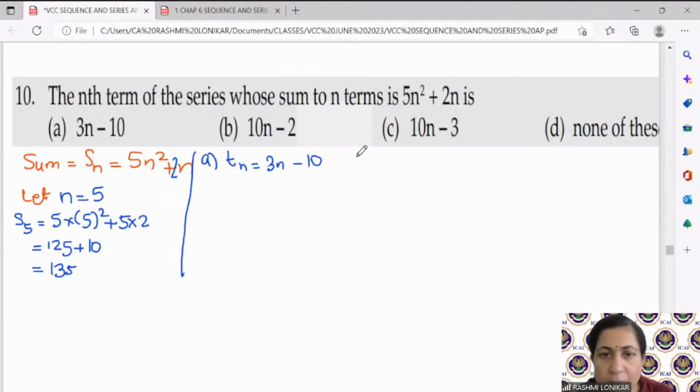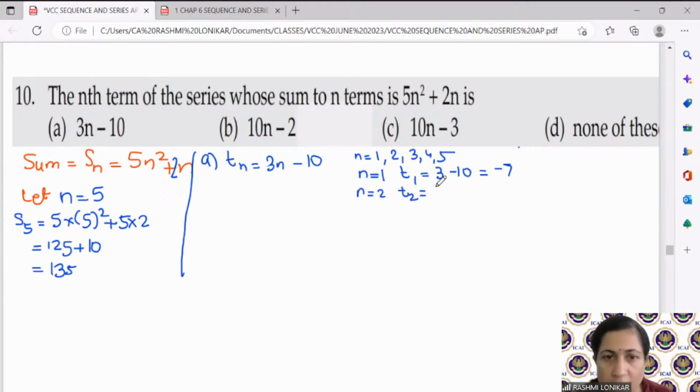So let me put n is equal to 1, 2, 3, 4 and 5. Why do I do this? Because I've taken n is equal to 5. So I want to find all the 5 terms and I want to add them up. So when I put n is equal to 1, T of 1 will be equal to 3 minus 10, which is equal to minus 7. Okay. Then n is equal to 2. T2 will be equal to 3 into 2 is 6 minus 10, which is equal to minus 4.